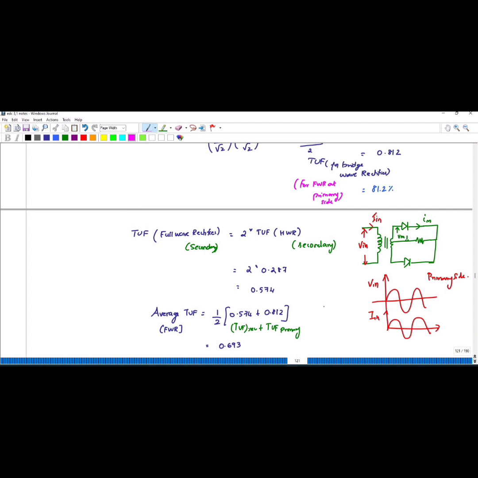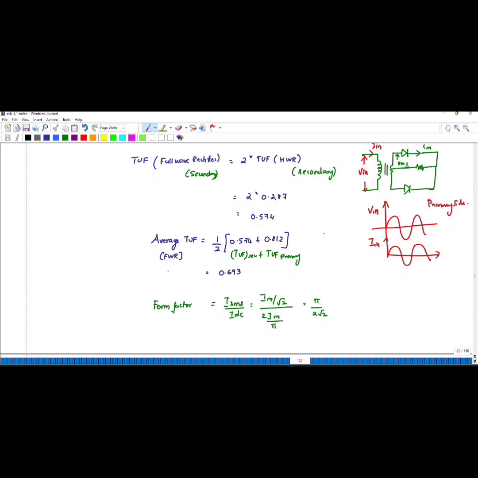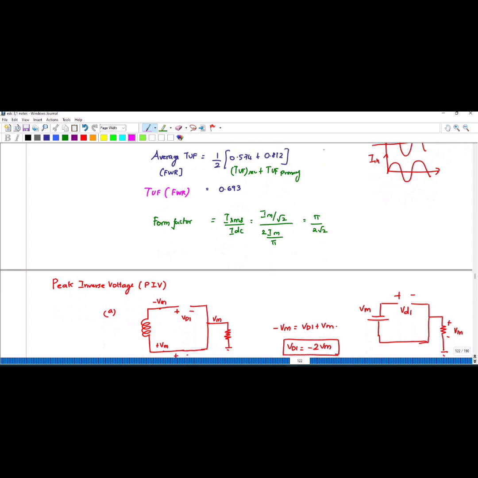If I find the average of these two values, the secondary value and the primary value, I will get the TUF of the full wave rectifier, that is nothing but 0.693. Next is form factor. Form factor is nothing but the ratio of the RMS voltage or current value divided by the DC current or voltage value. That is equal to Im divided by root 2 divided by 2 Im divided by pi. If I solve, I will get pi divided by 2 root 2.